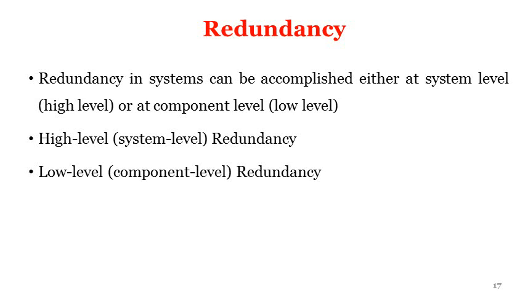So if a product has high redundancy, we ensure more than one way of arrangement so that if one component fails, the other will work. Usually we can ensure redundancy in two ways. First one is unit redundancy, also called system level redundancy. Second one is component level redundancy.